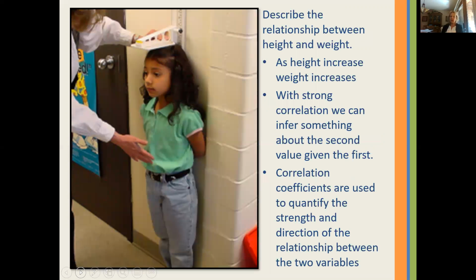So some examples, you can describe the relationship between height and weight. As height increases, usually weight increases in children who are normally developing and growing. With strong correlation, we can infer something about the second value given the first. And correlation coefficients are used to quantify the strength and the direction of the relationships we're seeing between the two variables.